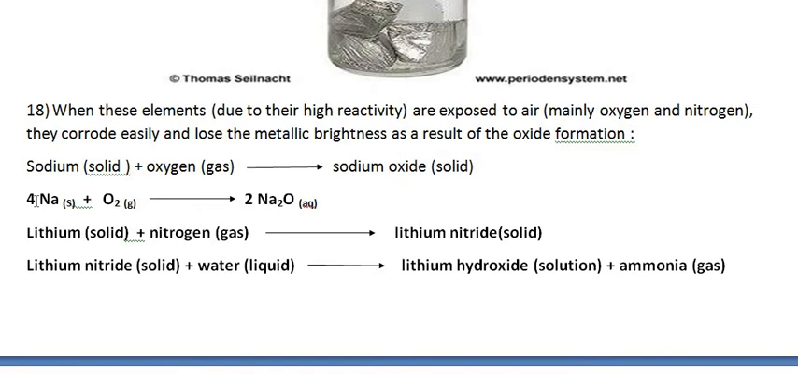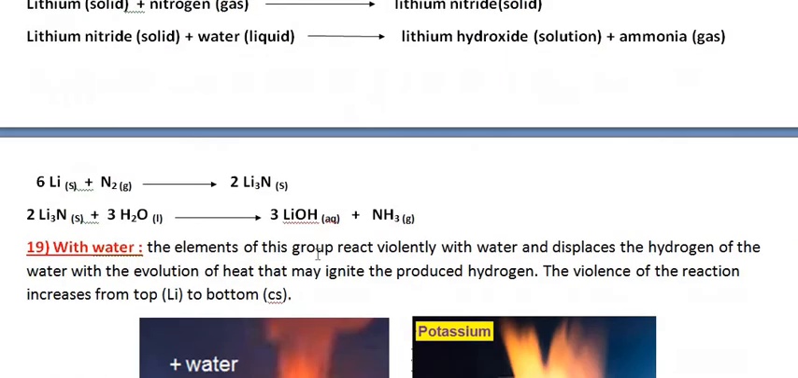If you expose sodium to oxygen only, you get sodium oxide, Na2O, because the oxygen is divalent and sodium is monovalent. By putting lithium in a nitrogen atmosphere, you get lithium nitride. Lithium nitride reacts with water to form lithium hydroxide and ammonia gas, as here in this equation. Lithium and nitrogen give lithium nitride, which reacts with water to form lithium hydroxide and ammonia gas.